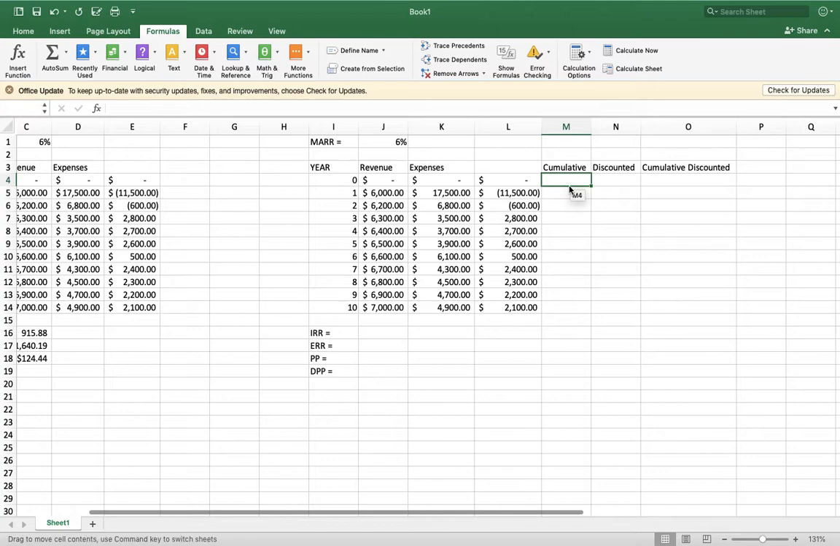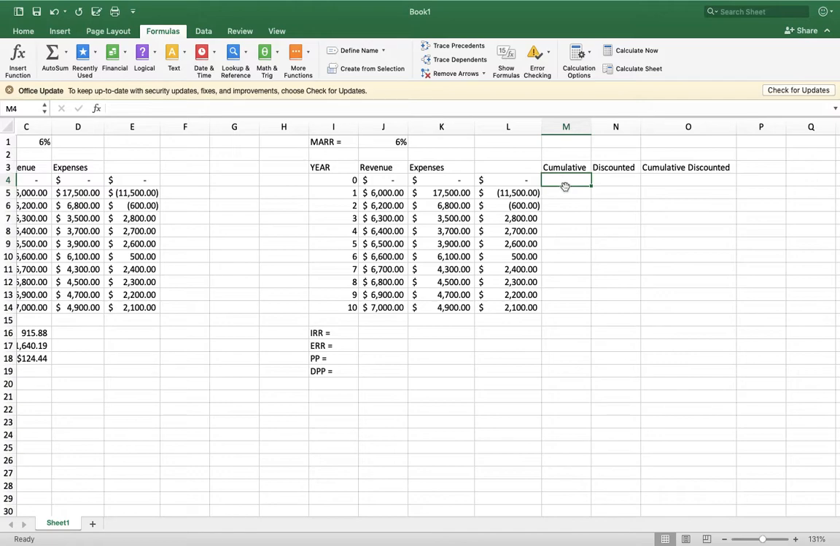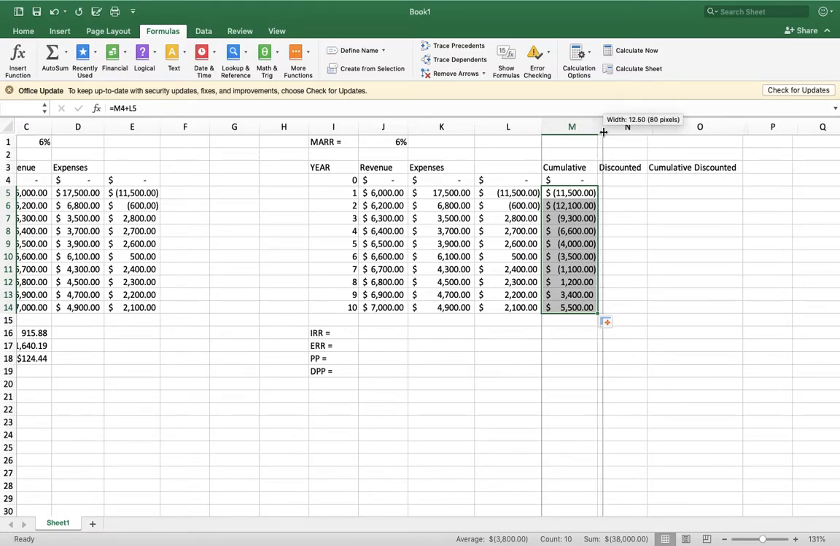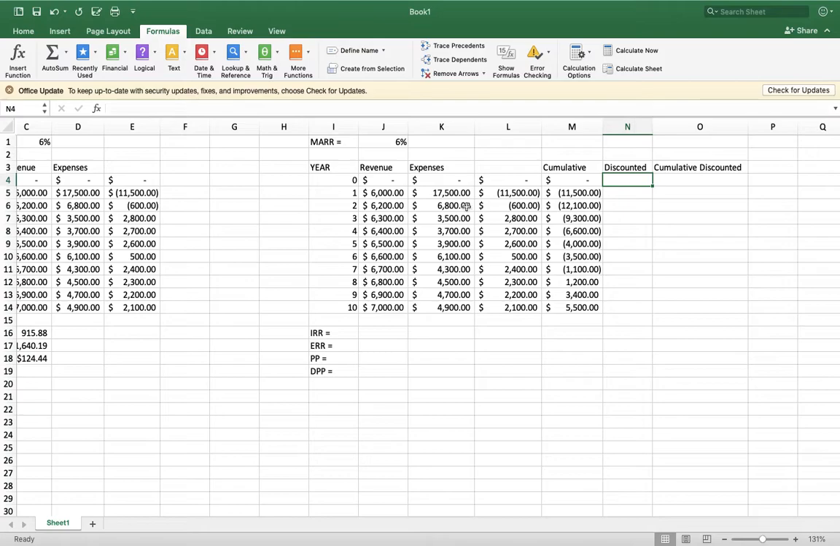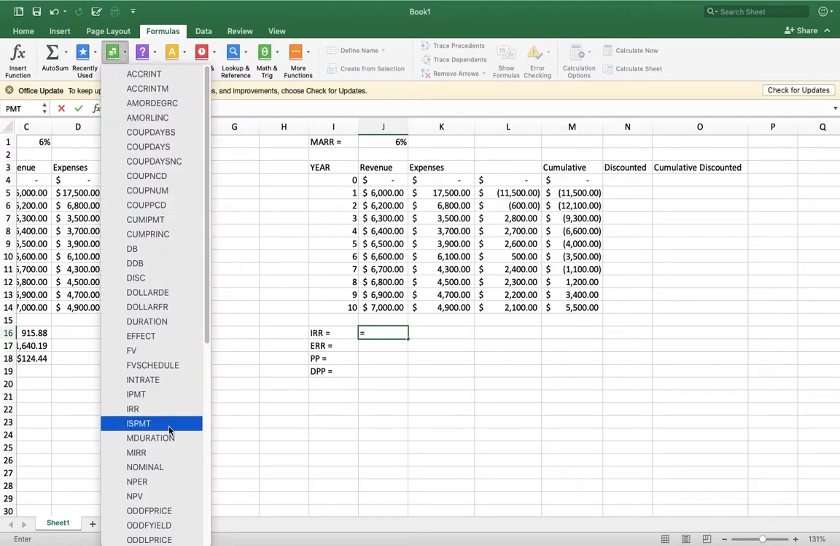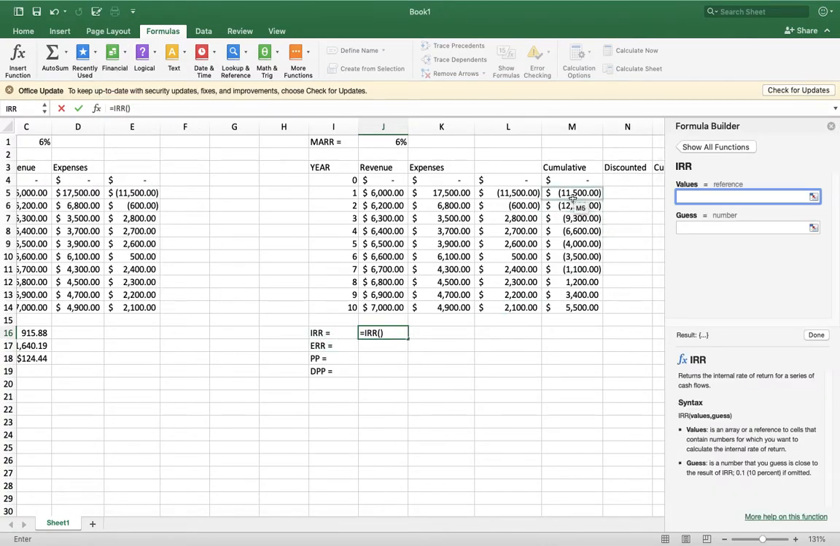So, the cumulative, as we saw in the past, is basically taking each value and taking the previous value and adding it to what we had. So, do this really quick. And this is what we'll get for our cumulative values. And then when we're looking for our IRR, we can use a formula, and use IRR, and your values are going to be these values. Then we have to put in a guess.